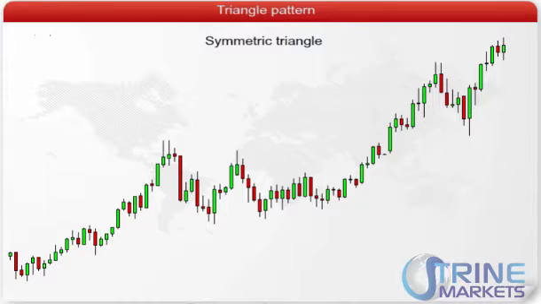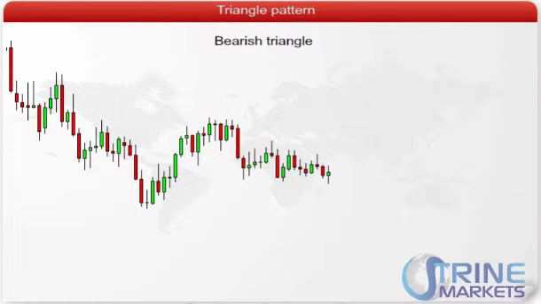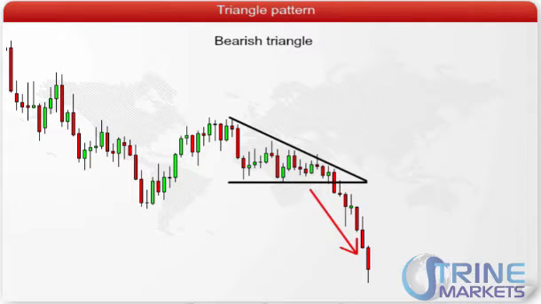Symmetric triangle. In this pattern, the 2 sides of the triangle will slope towards one another in a convergent shape. In 60% of cases, the breakout that occurs from this triangle will continue in the original direction of the trend. Bearish triangle. In this pattern, the upper side of the triangle slopes downwards, while the bottom side is horizontal. In 80% of cases, the breakout from this triangle will occur in a downwards direction.